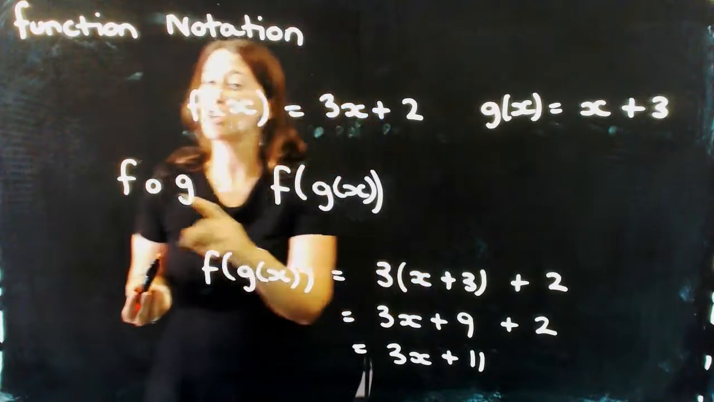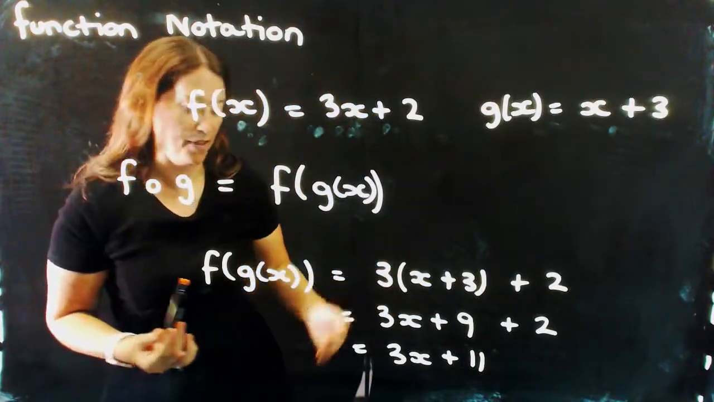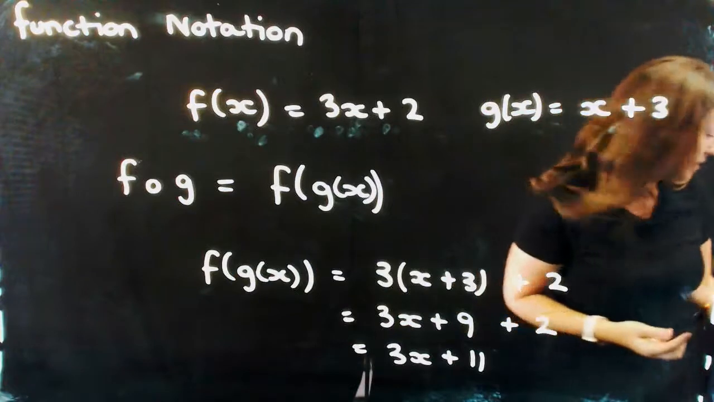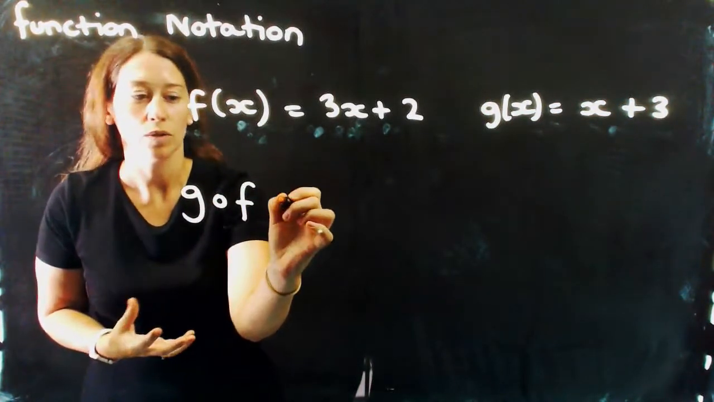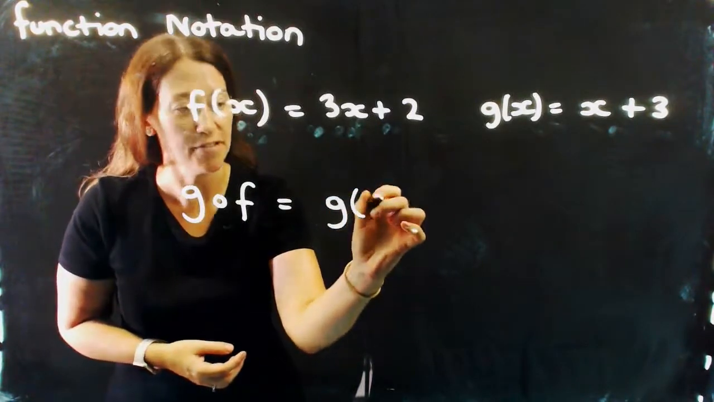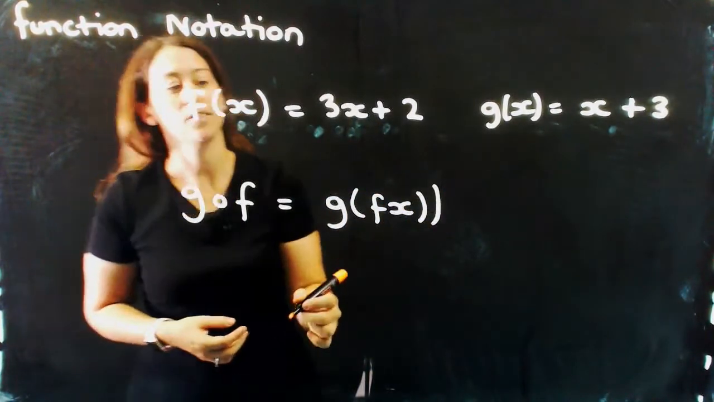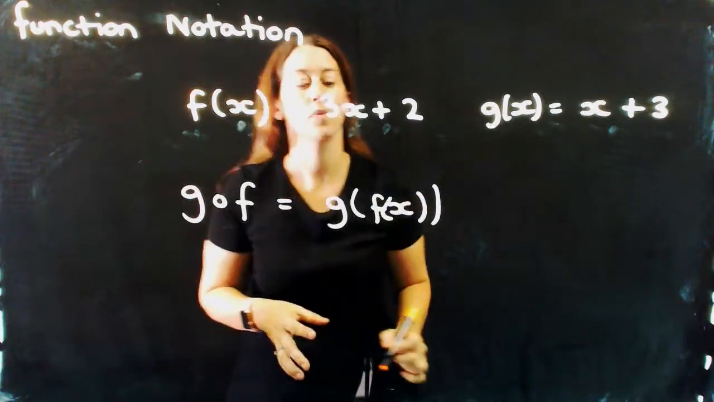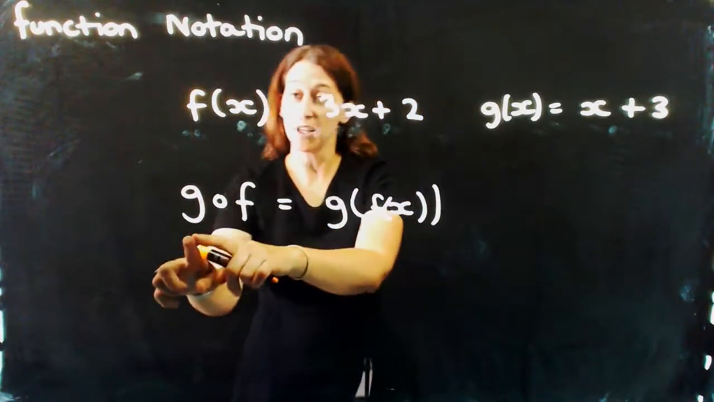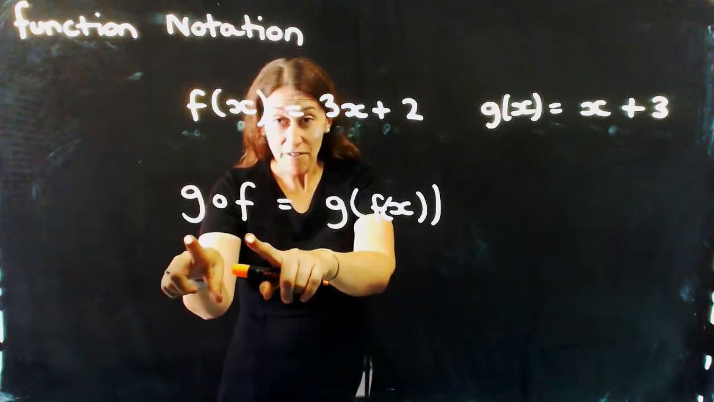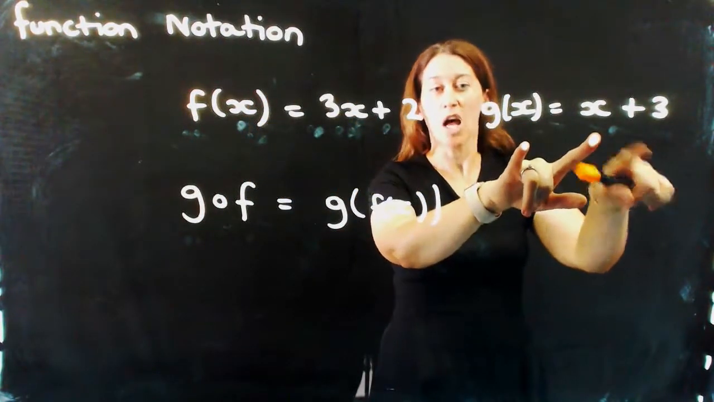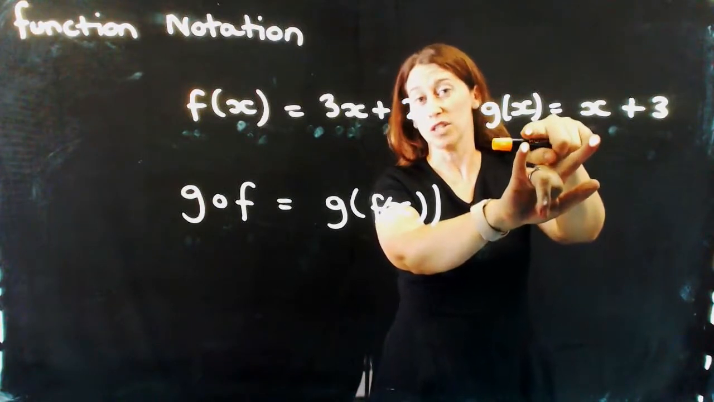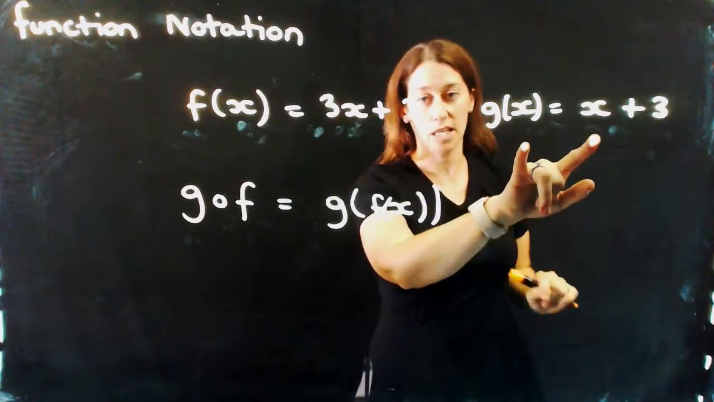Now you can also find GoF, which is g of f of x. So I'll just clear some space. GoF, g of f, also written as g of f of x, which means the same thing. Now, because I'm finding the function g in terms of f, what I need to do is focus on this function, because this is my function g of x. And wherever I see an x in the function, I'm going to substitute f of x into that.